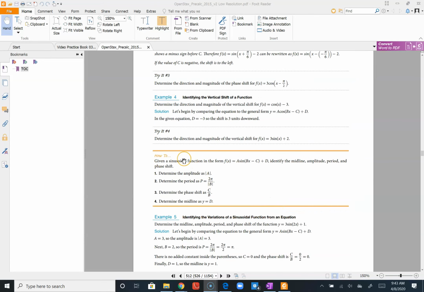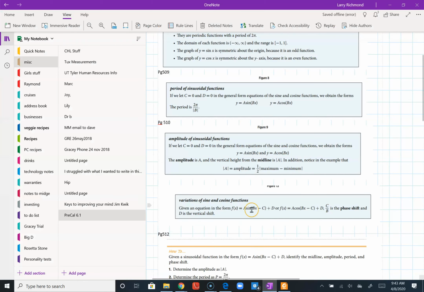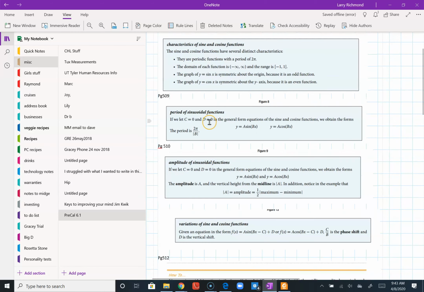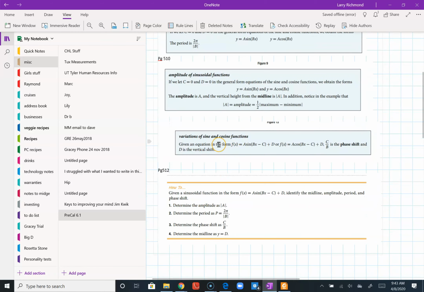The orange boxes that say how to are oftentimes a summary of those blue boxes. Not all of them, but a lot of them. And I'm going to show you, I've teased this out here. Page 508 has a blue box, page 509 blue box, 510 blue box, then 511 blue box. Well, 512 says given a sinusoidal function of the form, that's our form with all of our changes, identify the midline, amplitude, period, and phase shift.